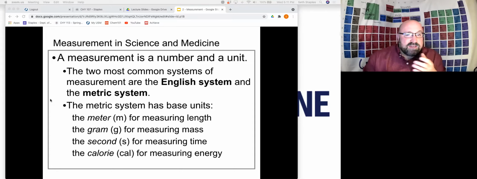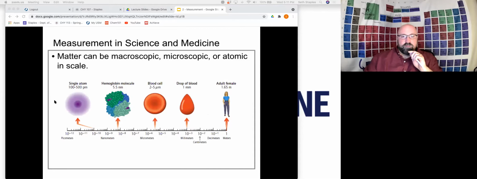When we're looking at common systems of measurement, the two most common are the English and the metric. We will absolutely be using the metric system. Science uses the metric system. It just does.